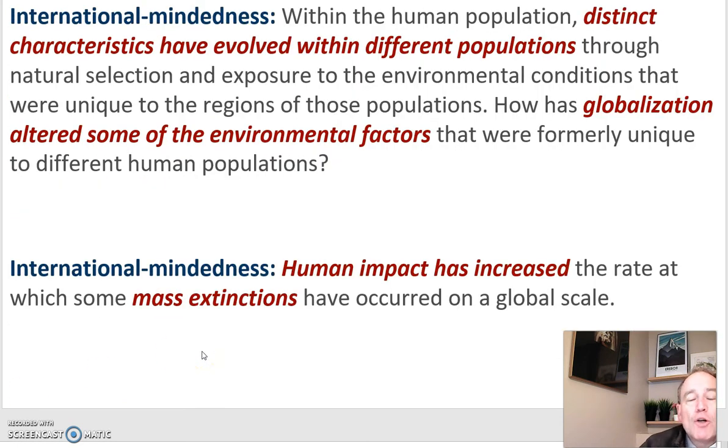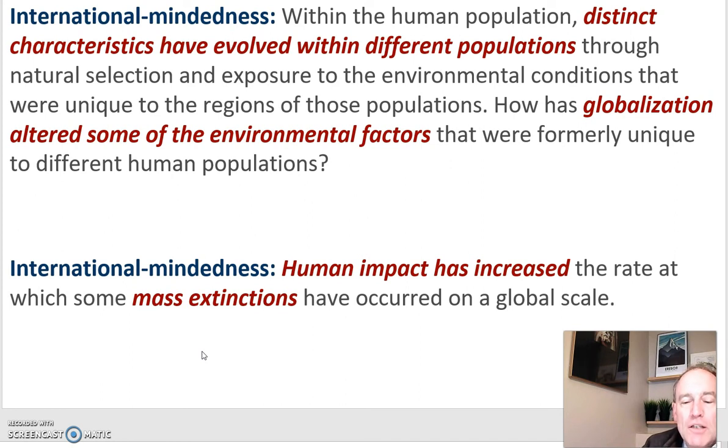Finally, in terms of international mindedness, within the human population, distinct characteristics have evolved with different populations due to isolation, through natural selection, exposure to the environmental conditions that were unique to the regions of these populations. And you might consider how globalization has altered some of the environmental factors which were formerly unique, so you get populations moving. In addition, selection pressures aren't as strong simply because humans have an ability to change their niche without having to evolve, by behavioral adaptations, like clothes in cold weather.